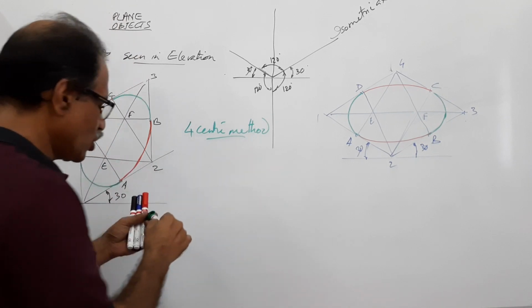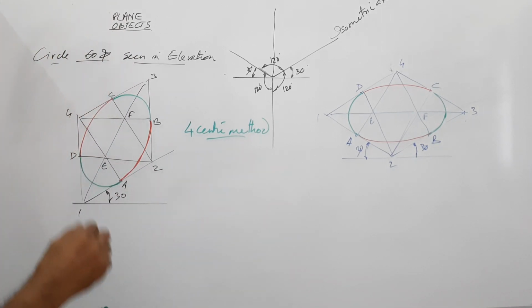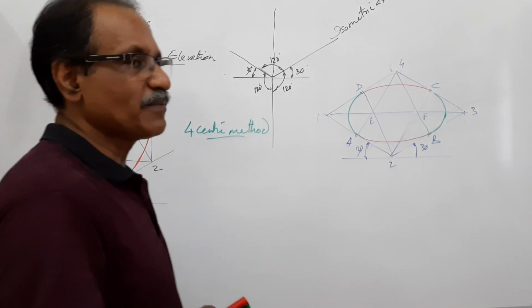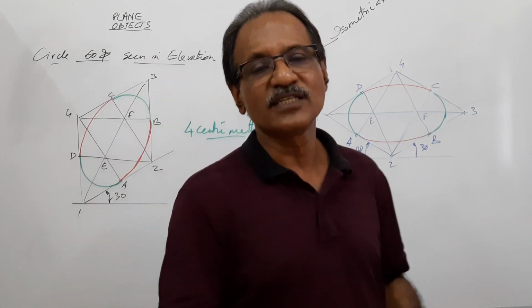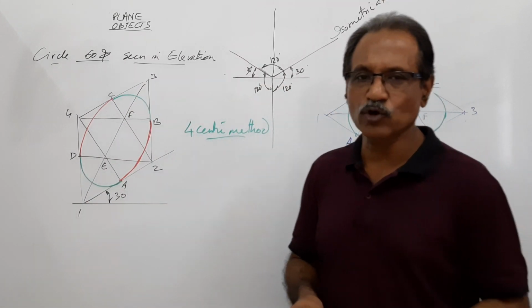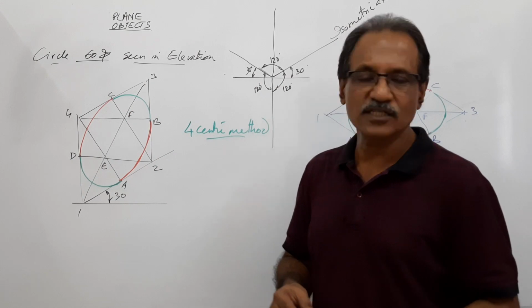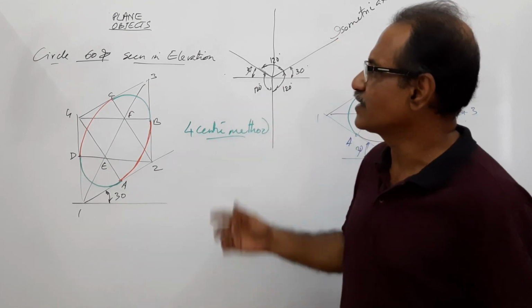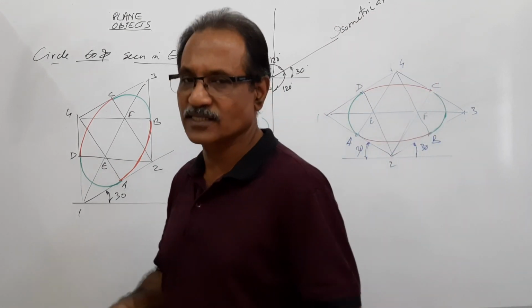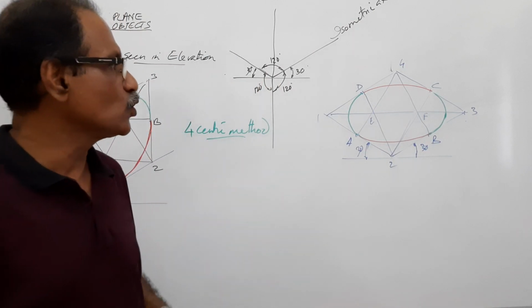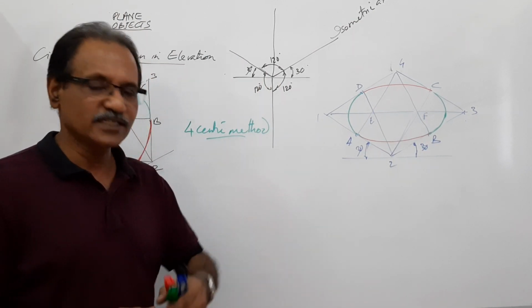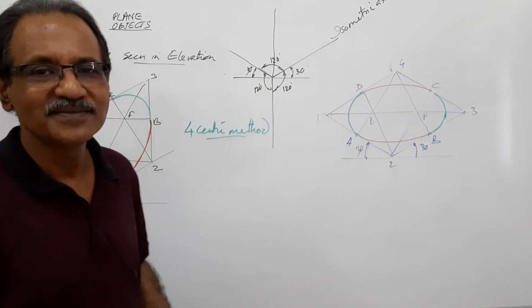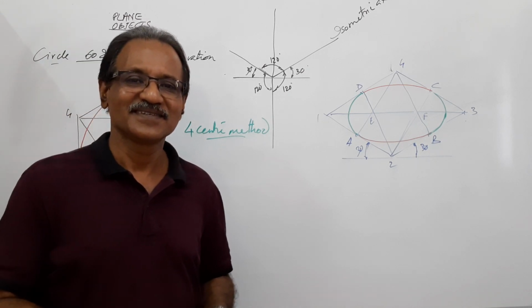As I told you earlier, the 4-center method is quick, but there is some accuracy problem in this, which we will see in the subsequent problems when we draw circles. Agreed? So we have completed isoviews of plane objects. In the next video, we will go to isoviews of solids. Okay? Thank you.